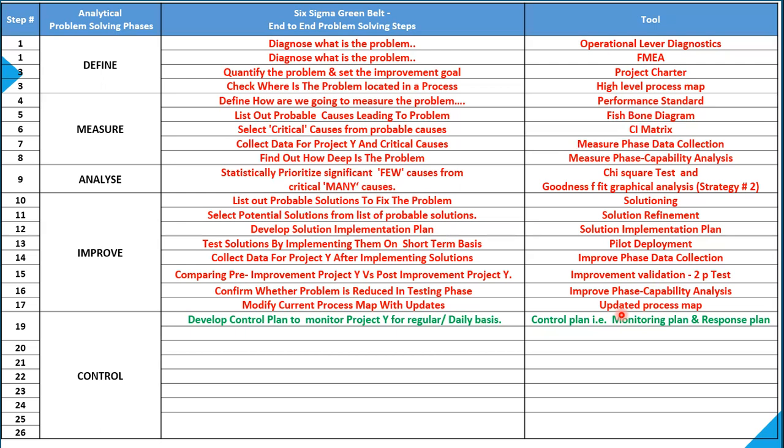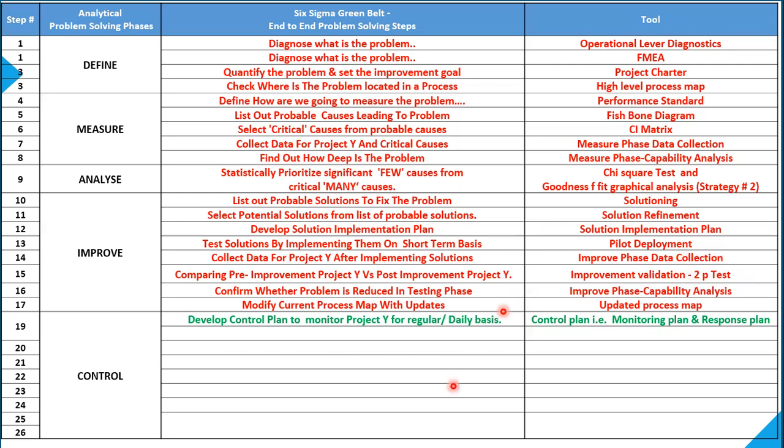Why do we need to collect the data of improve phase? Because we wanted to prove that whatever solutions we have used, those solutions have helped us to improve the performance of the project. And how are we going to check this? We are going to check the project performance before improvement, that is the measure phase project Y, versus that of improve phase project Y. This comparison we did with a two proportion test, and we have statistically proven that yes, there is an improvement in the performance because the number of non-compliances has reduced significantly in the improve phase. That's what we did in the improve phase with the help of the two-proportion test.